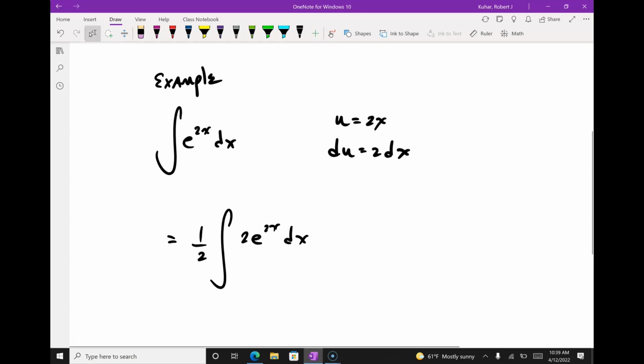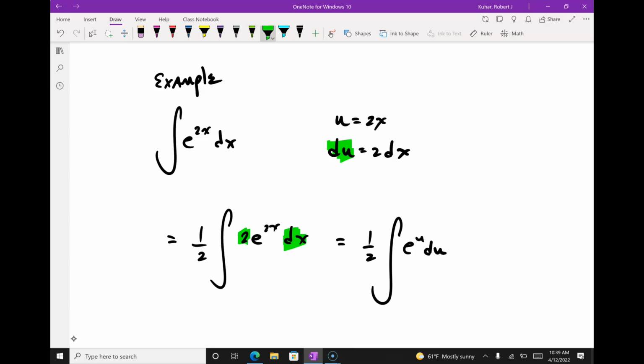Now I can make my u sub, right? So what do I have? 1/2 of the integral of e to the u du. Make sure you agree with that. That 2 dx is du, right? And e to the 2x is e to the u.